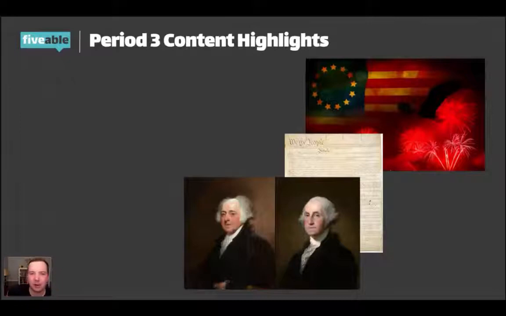We've got, in the upper right-hand corner, the American Revolution. Some of you asked if that was a part of it. It indeed is. Keep in mind that period 3 begins in 1754. If you know what date 1754 represents, go ahead and throw that in the chat for me. Why is 1754 an important date?